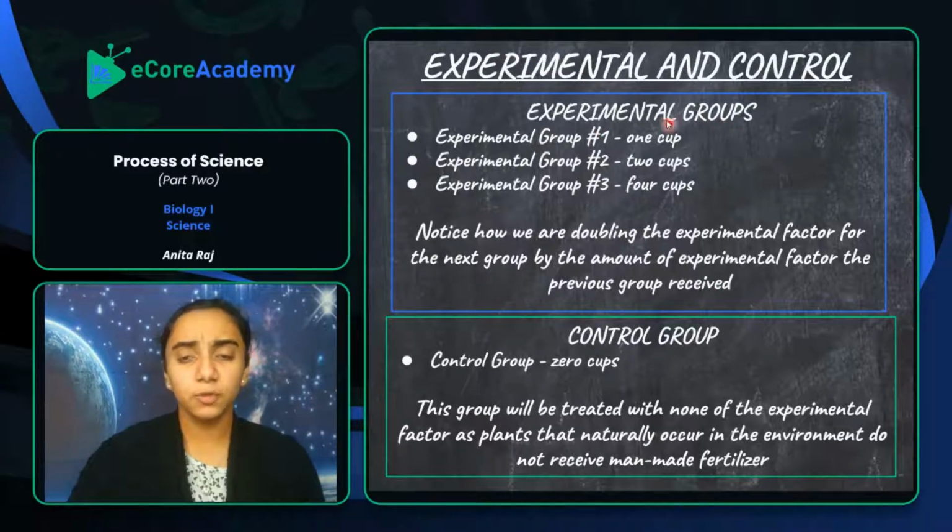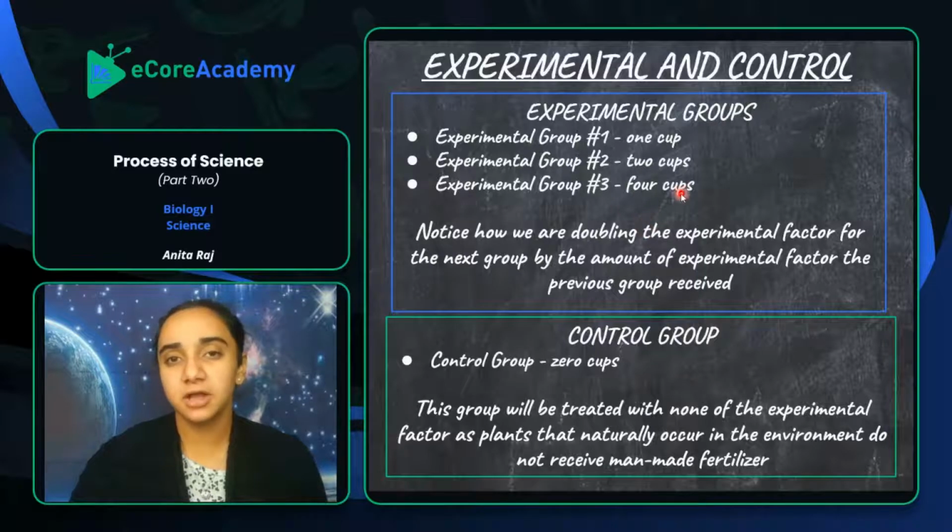Group 1 received 1 cup of fertilizer. Group 2 received 2 cups. Well, 2 cups is double 1 cup. And if you look here, group 3 has 4 cups. I didn't write 3 cups, I wrote 4 cups because we're doubling group 2's amount of cups they're getting. So 2 times 2 is 4. That's why we get 4 cups for group 3.